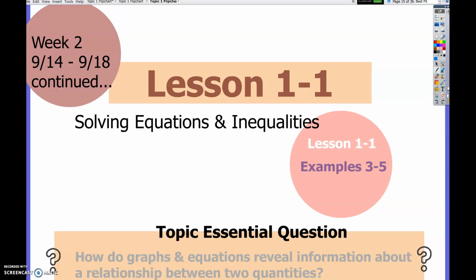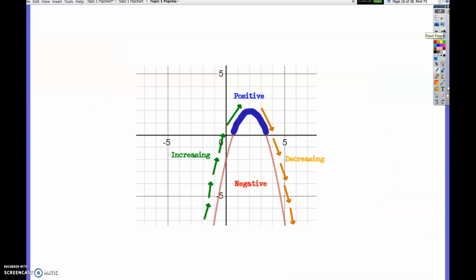In this video, we'll continue Lesson 1-1 examples 3 through 5. First off, start by seeing this diagram where we show positive, negative, increasing, and decreasing of this parabola. We need to remember that increasing has to do with the slope being positive, as it is in green here. Decreasing in this function would be the orange, where the slope is negative.